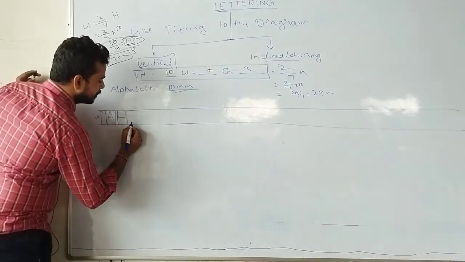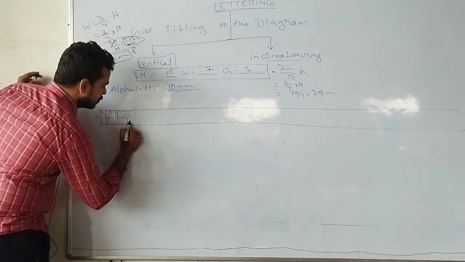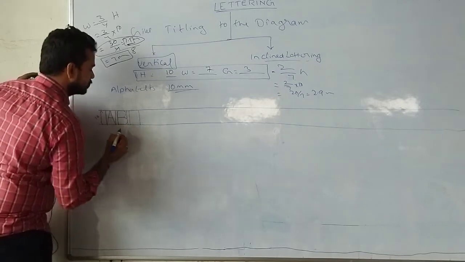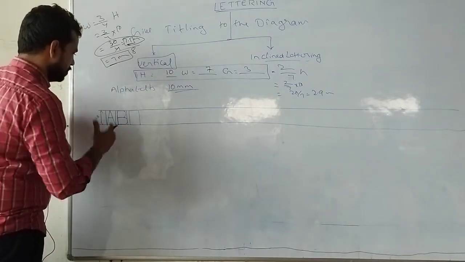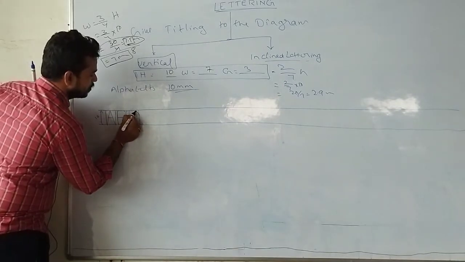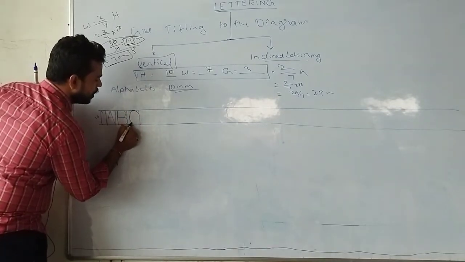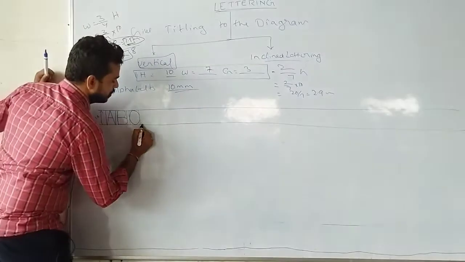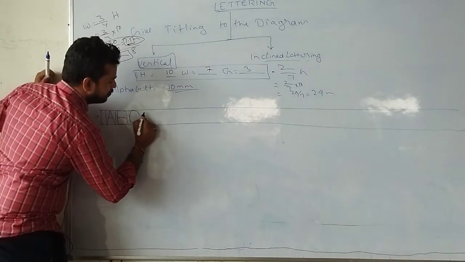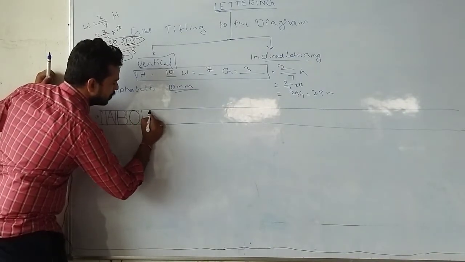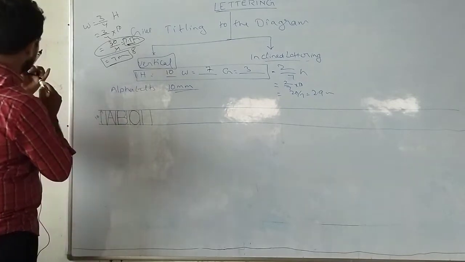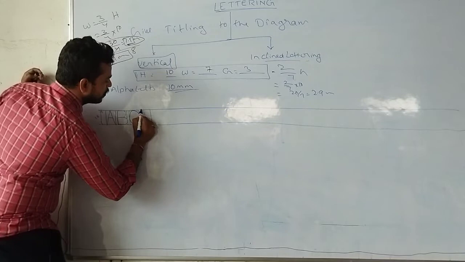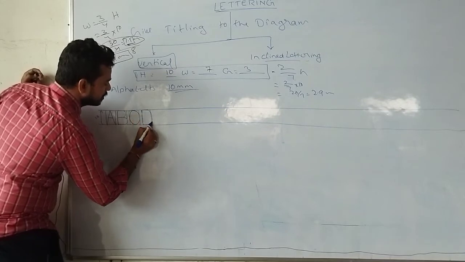Now give a 3 mm gap, again 7 mm. Your hand only you have to draw. Next give a 3 mm gap and 7 mm. B will be like this.